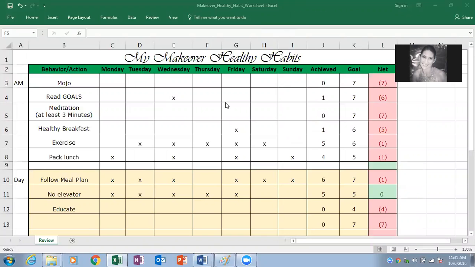I am very excited to have you on board, and it is my goal to give you all the tools you need to go beyond the six-week challenge and turn this into a lifestyle. And to make this a lifestyle, you really have to focus on your daily actions, right? So this is why this is the Makeover Healthy Habit Worksheet.